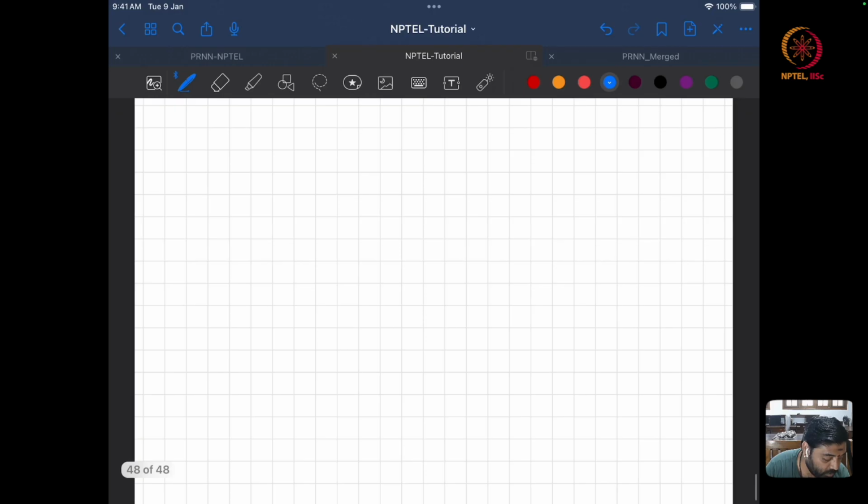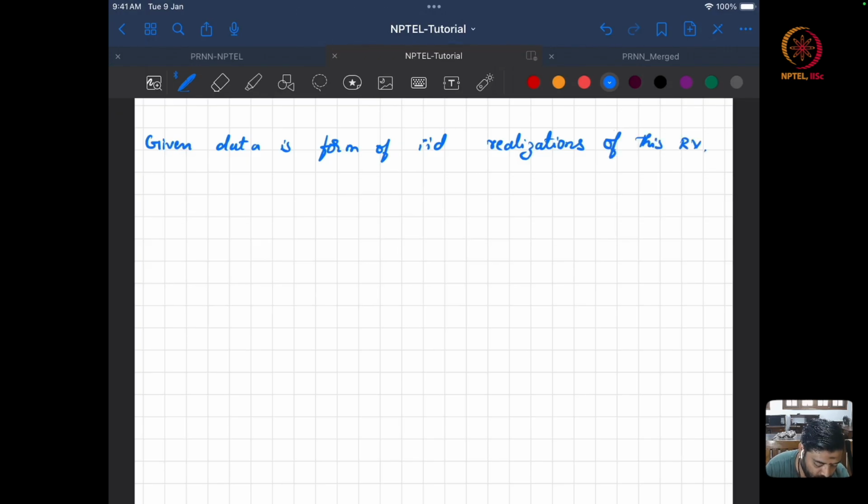So now what do we have? Now we have the given data, which is in the form of IID realizations of this random variable. So what is it that we have to estimate?